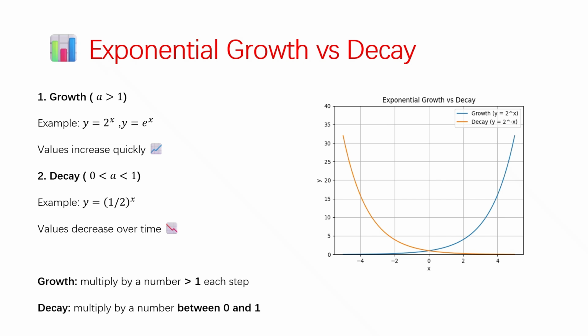But exponential functions don't always grow. They can also decay. If the base is greater than 1, we get growth. If the base is between 0 and 1, we get decay. Growth means values increase rapidly. Decay means values decrease and approach 0. So, the same structure can describe both population growth or drug concentration decay.